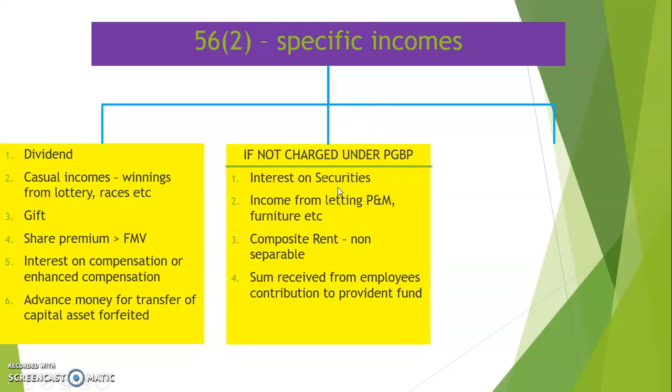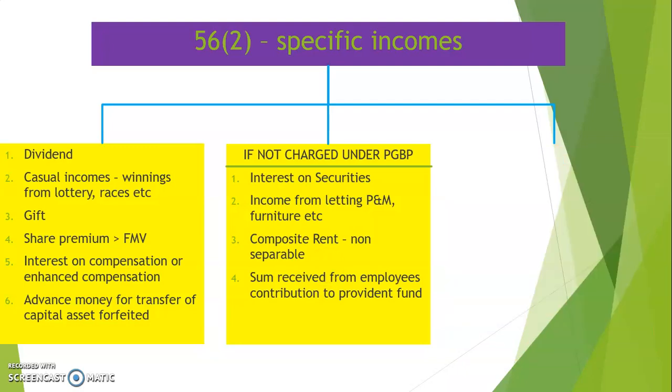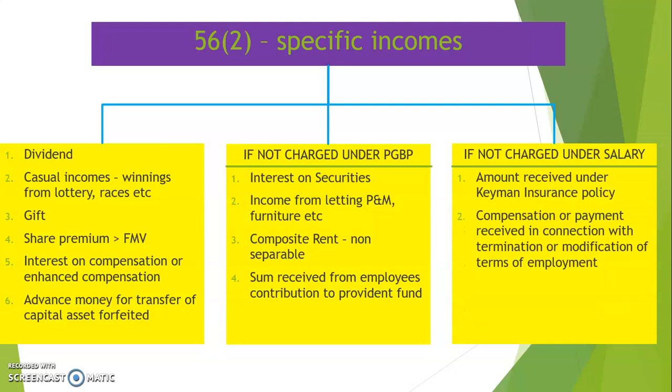So they are interest on securities, income from letting out plant and machinery and furniture, composite rent where the rent is non-separable, and finally sum received from employees' contribution to provident fund. Got it? So again, a set of 4 specific items which could have been charged under PGBP, but if not charged under PGBP, they would come under IFOs. Got it? And the last one is of similar nature: a set of incomes which would fall under IFOs if they are not charged under salary, and they are the amount received under a keyman insurance policy and compensation for payment received in connection with termination or modification of terms of employment.